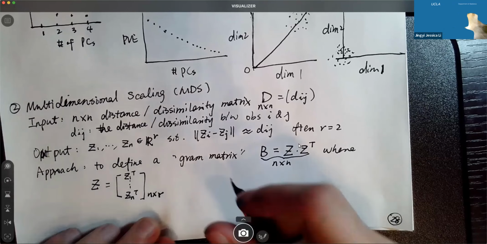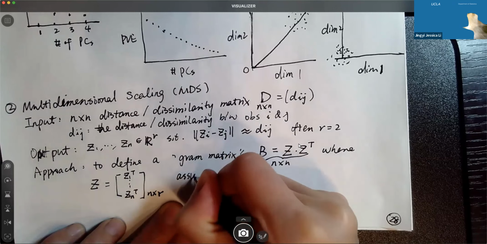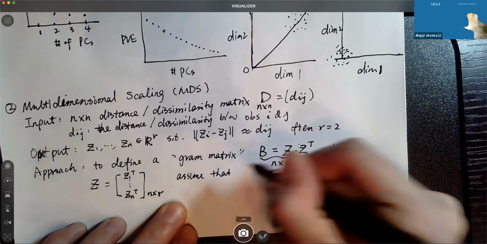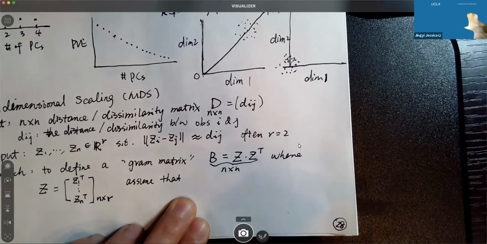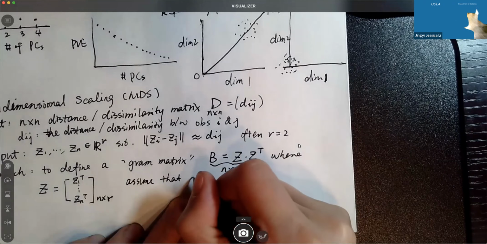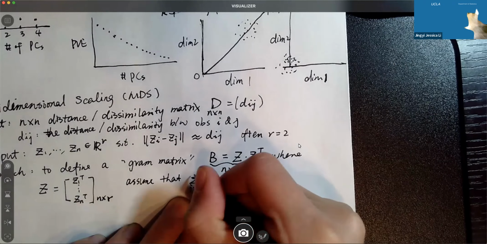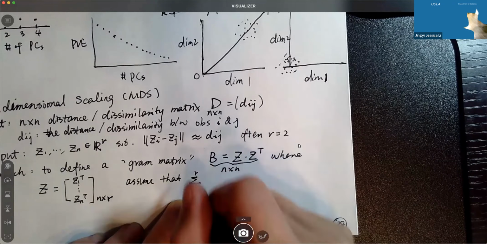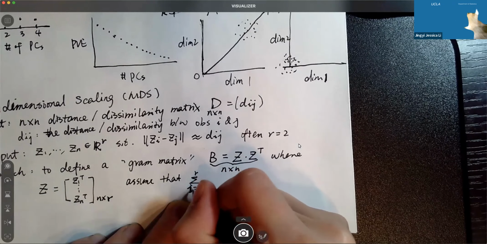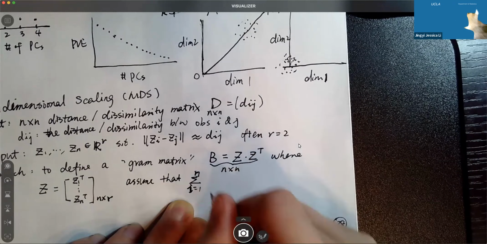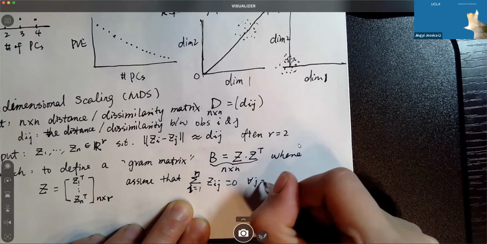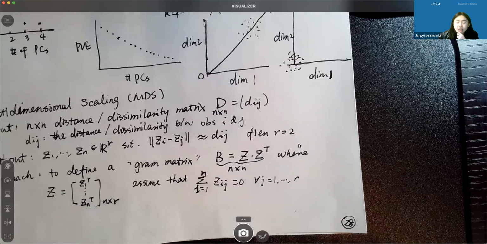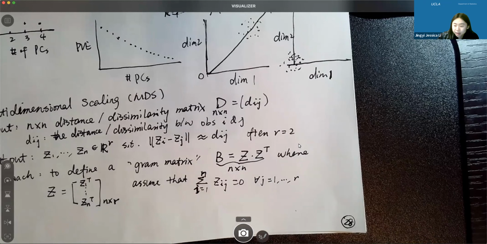So let's say that for each j from 1 to R, the sum over i from 1 to N of Zij is equal to 0. In other words, we assume each dimension in the embedding space is centered.